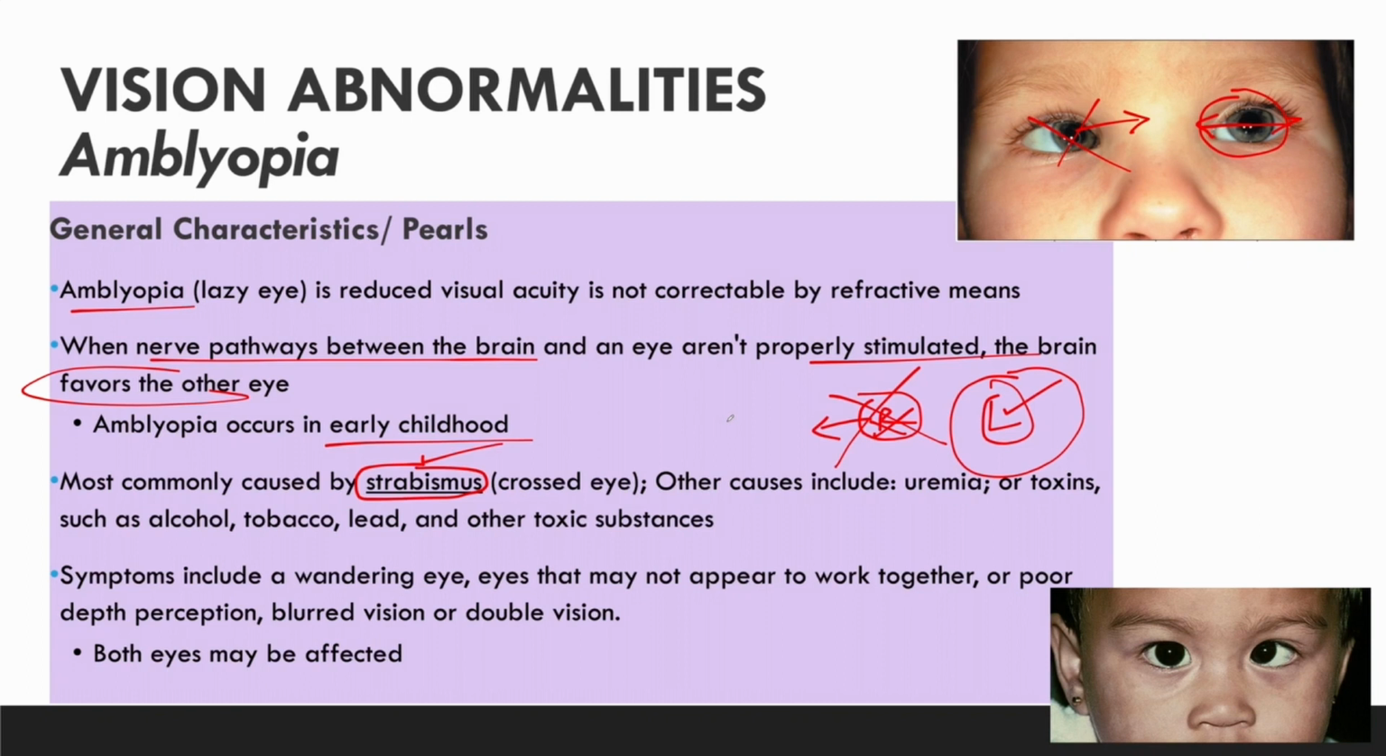Okay. Other things that can cause it, any reason why the eye doesn't work, polycoria, where you get multiple irises. You can have cataracts, you can have toxins and other things that can cause it as well. So one of the eyes eventually just doesn't work like the other one. It's not cross-eyed. But it doesn't work and the brain turns it off. Both eyes can be affected, but it's usually just one.